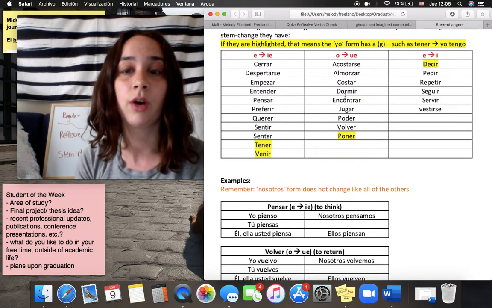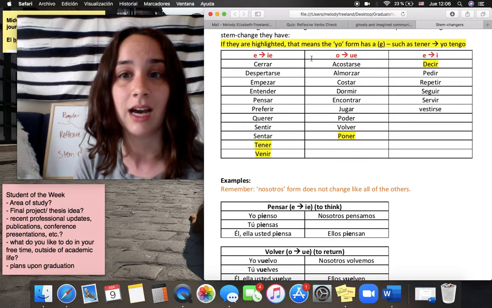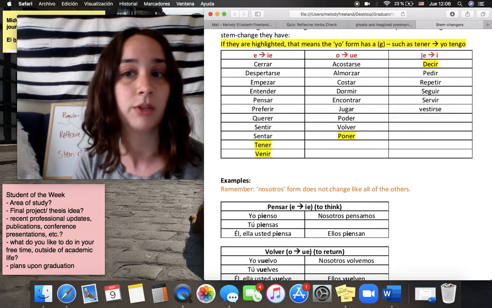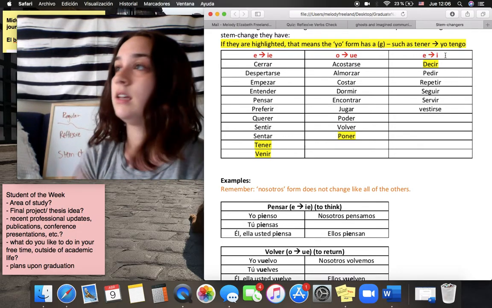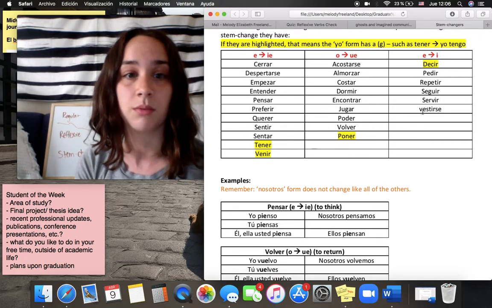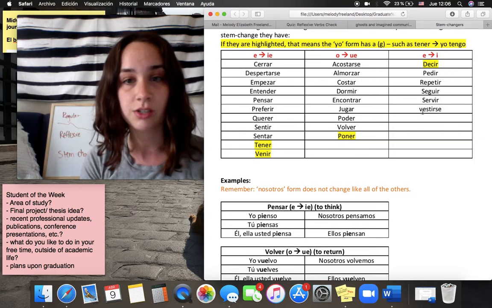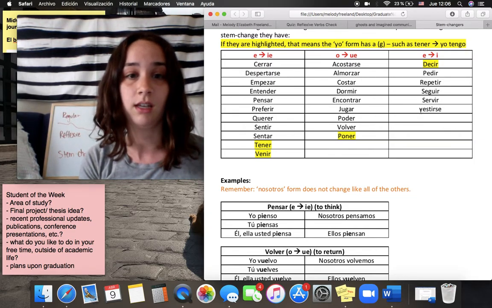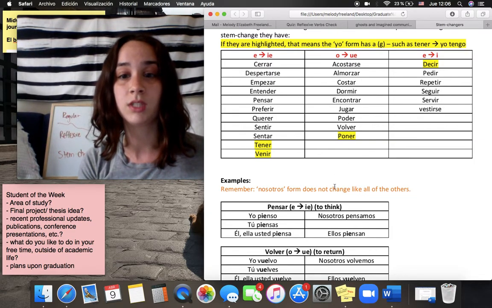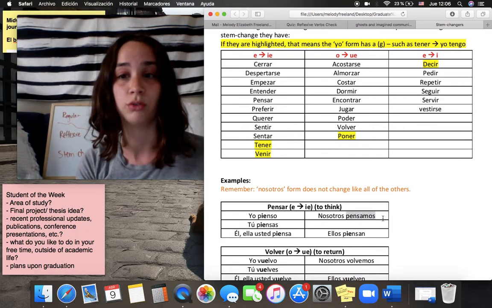So to answer the question about why we change from E to IE, or from O to UE, or from E to I, it's only on these certain verbs. That's just the rule in Spanish that you have to change the stem when you conjugate in any of the subject forms other than nosotros.